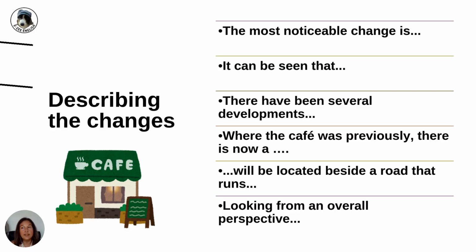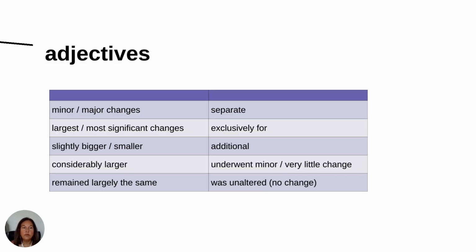Use strong sentences to organize your ideas. Have a mix of simple and complex structures to add variety. Not all changes are equal, so use adjectives to show the scale. Was it a minor modification or a significant transformation? Use phrases like underwent very little change or remained largely the same to describe areas that stayed constant. They're just as important as the changes. And this shows that you can compare and contrast effectively.